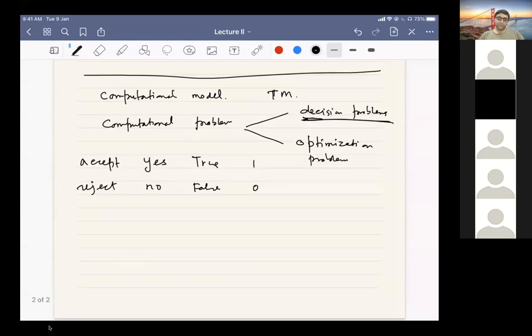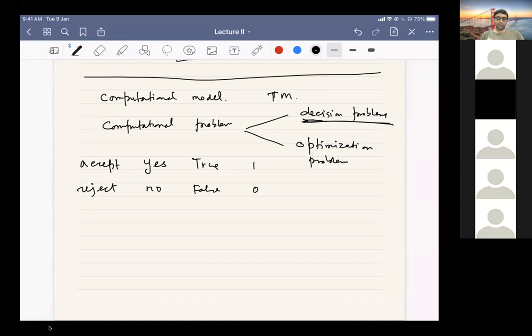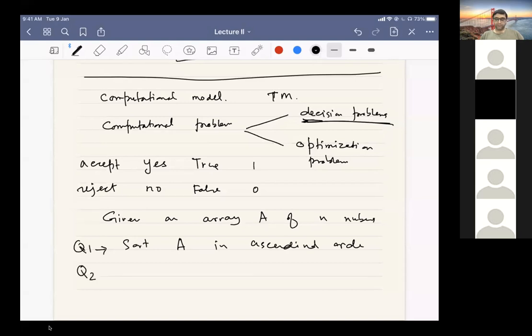Okay, so let me tell you one problem from two different lenses. So for example, I say, given an array or a list, given an array A of n numbers, I ask: sort A in ascending order. Okay, so this is question number one. Question number two: is A sorted in ascending order? So these are two different kinds of questions.